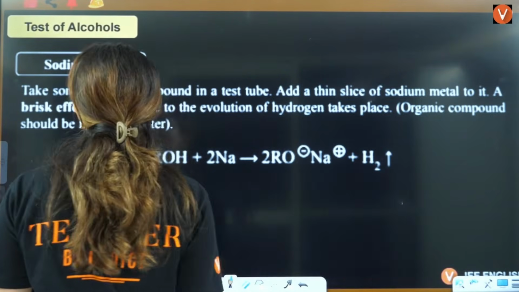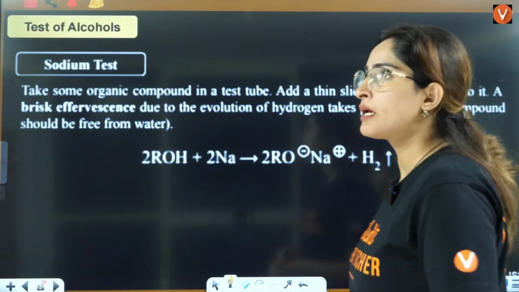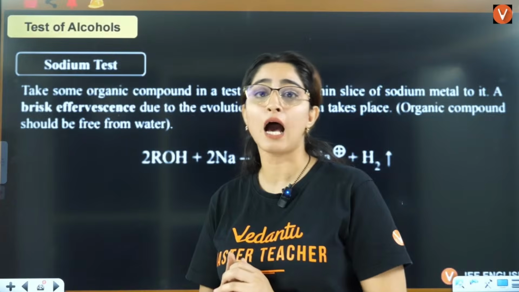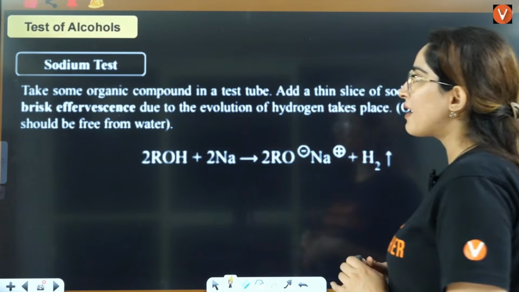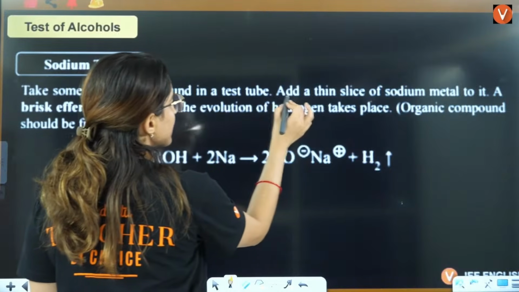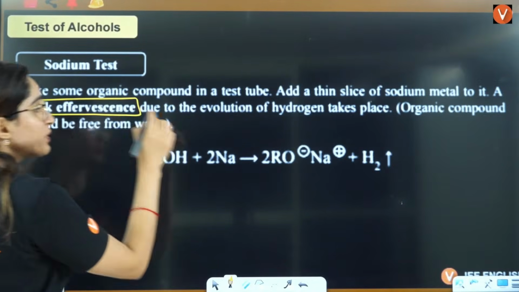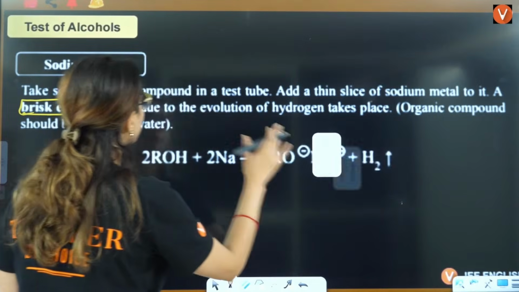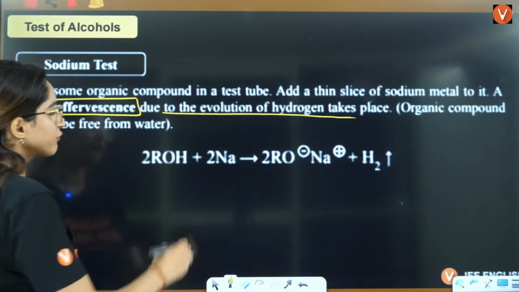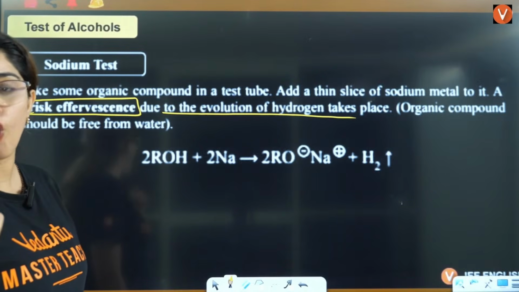Yes, everybody, let's see this. Now guys, let's see what you have. Tests of alcohols, right? Based on tests also, questions are asked directly. Let's see how the questions are asked here. So first is the sodium test. Take some organic compound in a test tube, add a thin slice of sodium, and a brisk effervescence that must be of hydrogen. If that is produced due to evolution of hydrogen, that means alcohol is there in that organic compound.